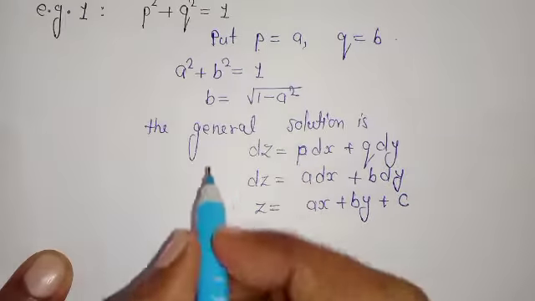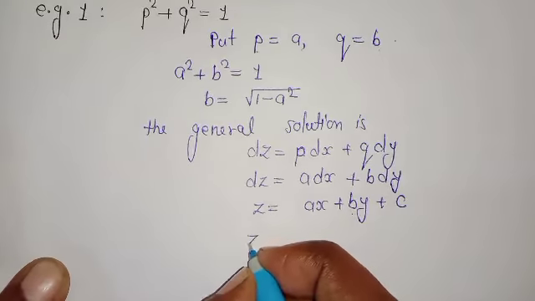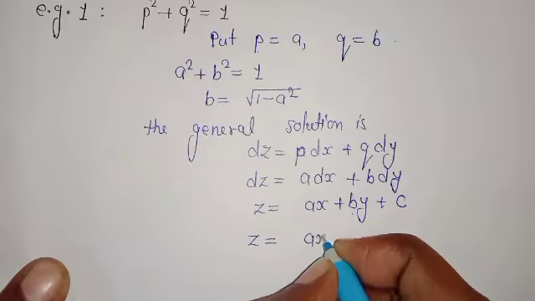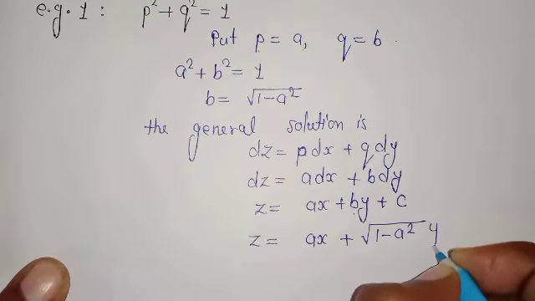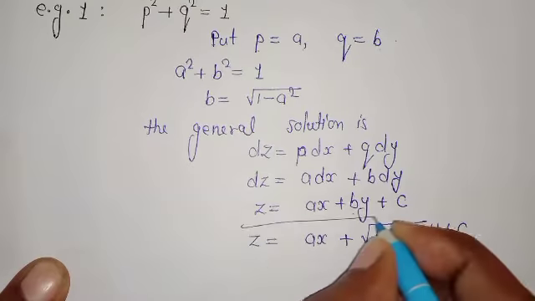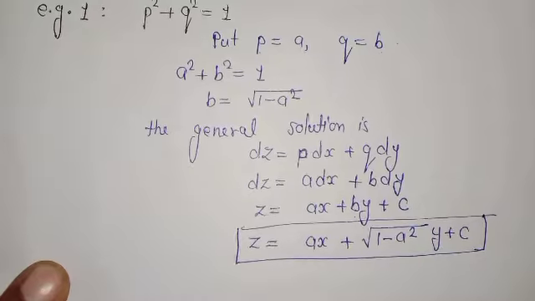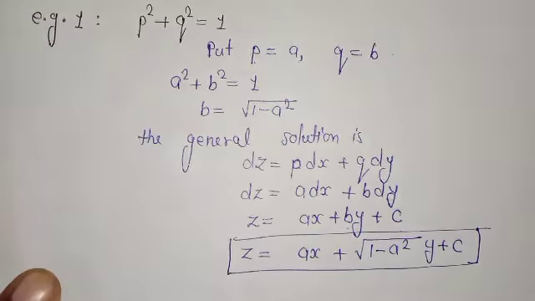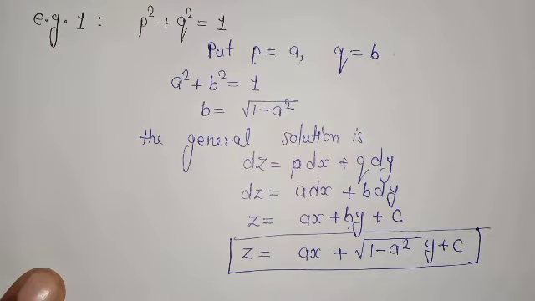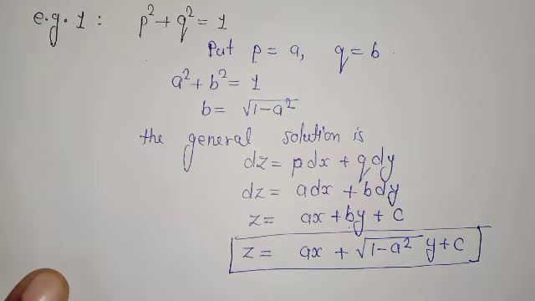So now we can put the value of b in terms of a. So the general solution becomes z equals ax plus under root of 1 minus a square into y plus c. So this is the general solution for the given partial differential equation. So you can see that it becomes very easy to solve any partial differential equation with the help of these standard forms. So this was the first standard form. I will take some more examples to show what the method actually is.